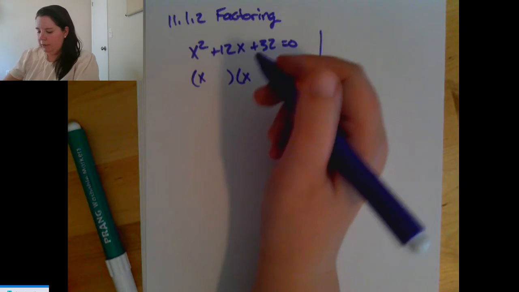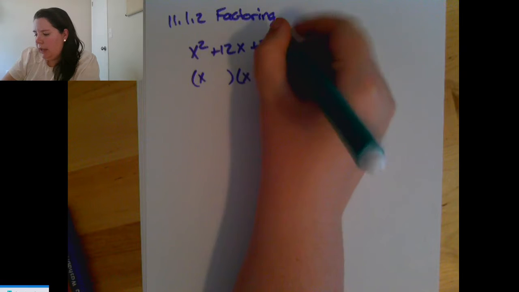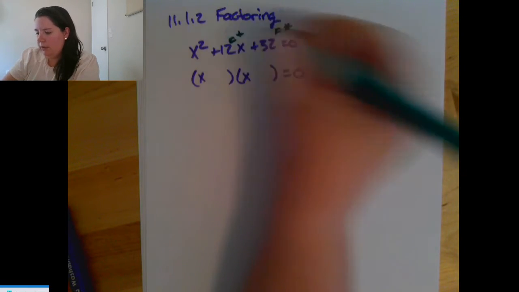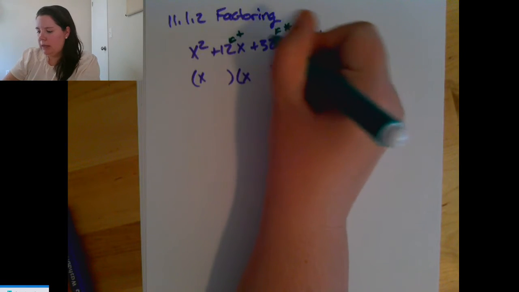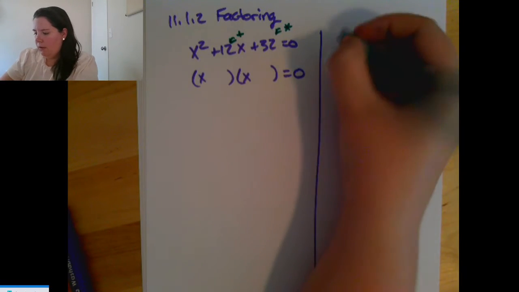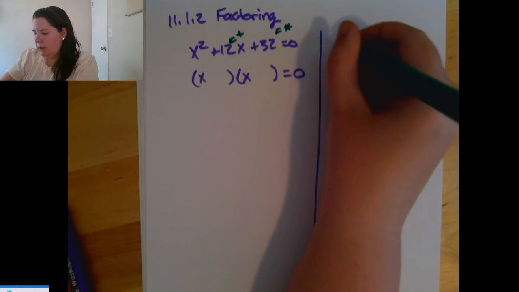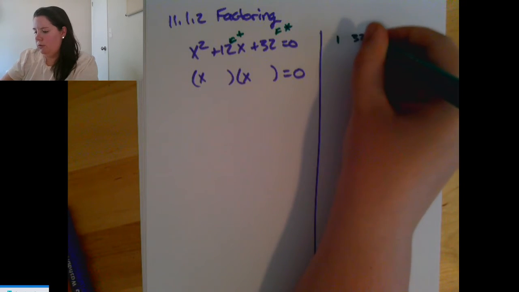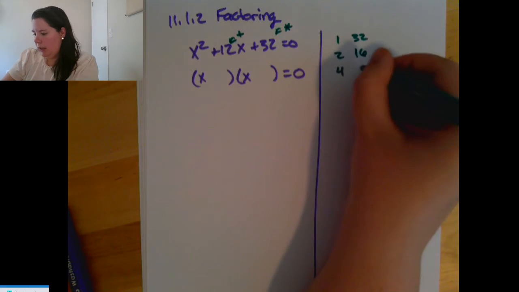So I need to ask myself, what two values multiply to 32 and add up to 12? So what two numbers multiply to our last bit and add up to our middle bit? Now, these are all positive, so I don't need to worry about negative numbers at this point. I'm just going to start listing some factors here. 1, 32, 2, 16, 4, 8.